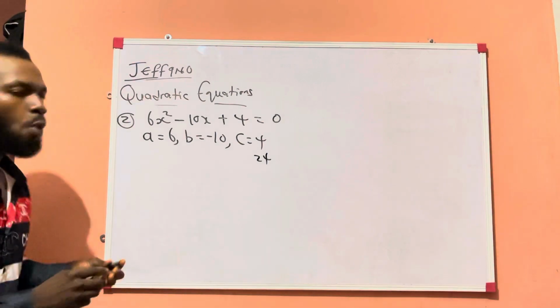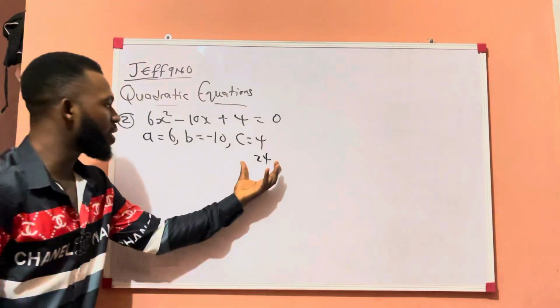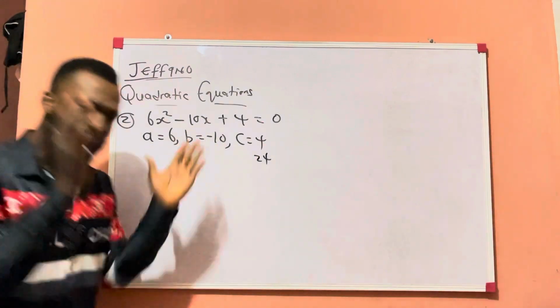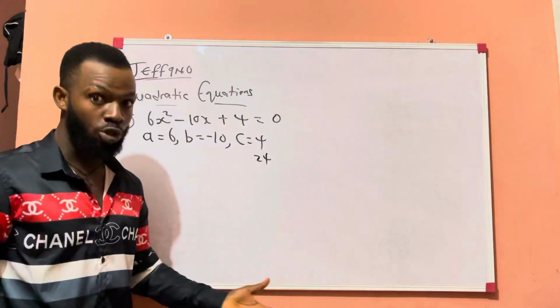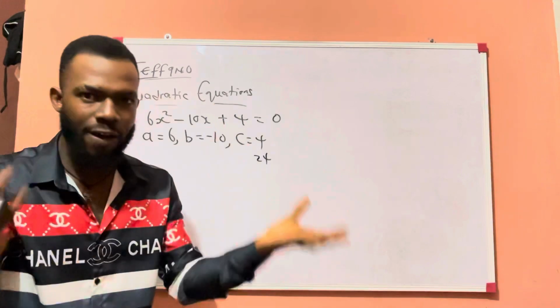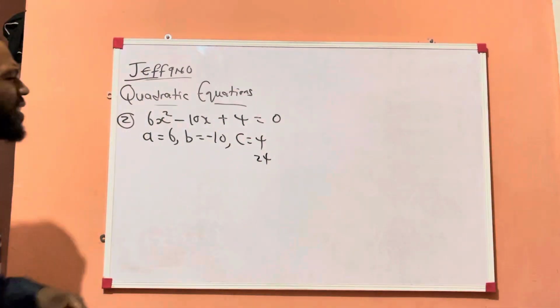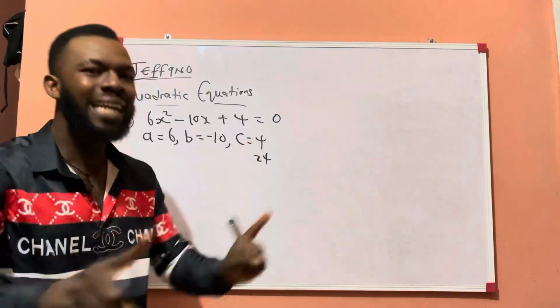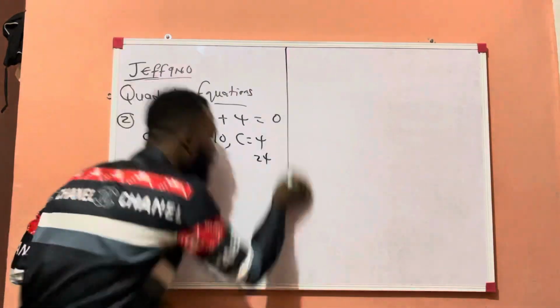Now, what does that mean? We are going to multiply to get 24, and we are going to add to get minus 10. Now, how do you get these two numbers? I told you, the factors. Now, let us begin. What is the first factor of 24? It is 1 and 24. The first factor is 1.